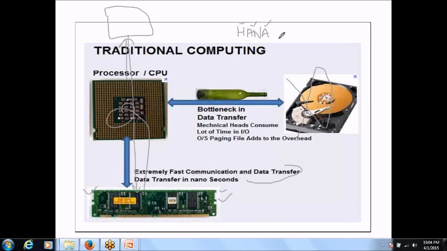Now, the moment we hear about in-memory or RAM, we'll be getting again a lot of questions in our mind. So can we store a huge amount of data on top of a RAM? You know, all these questions may be running in your mind. I'm just addressing all of them. So first one is, can I store a huge amount of data on top of a RAM? Isn't RAM expensive?